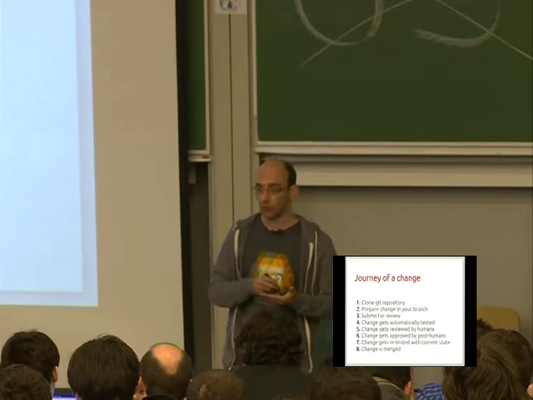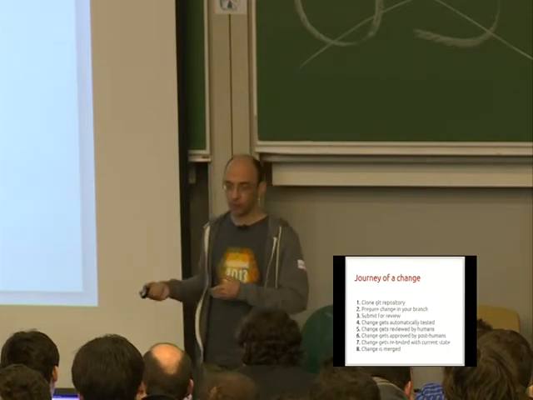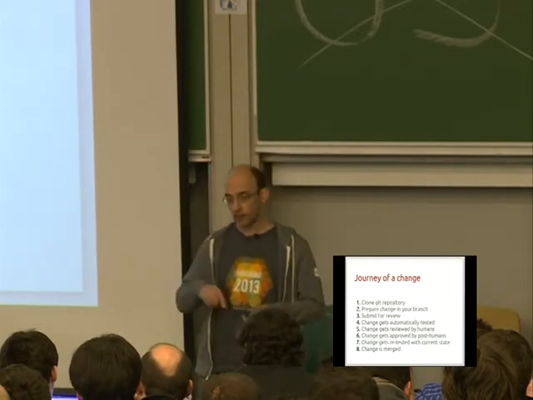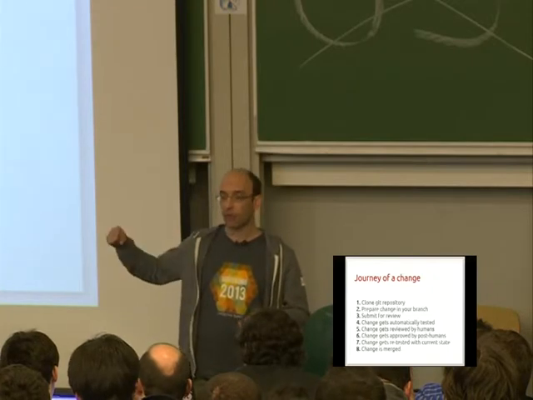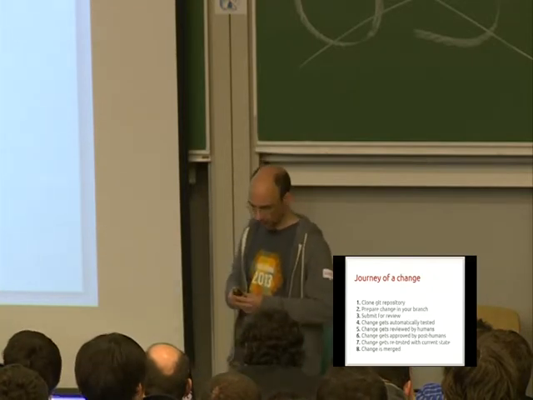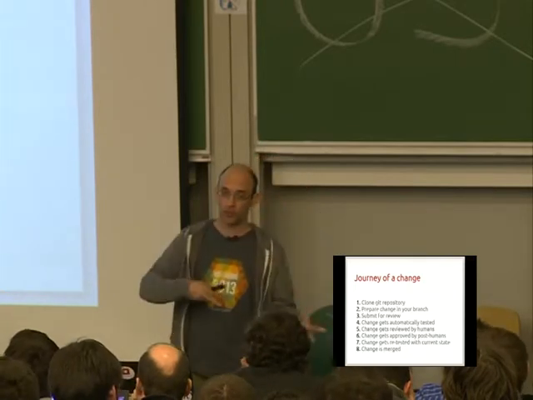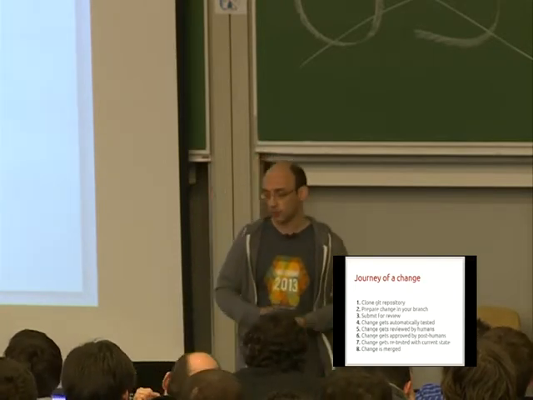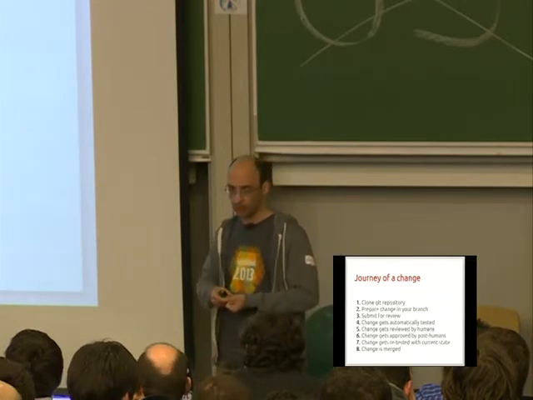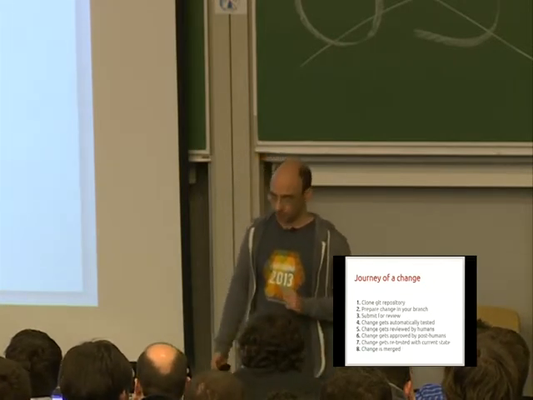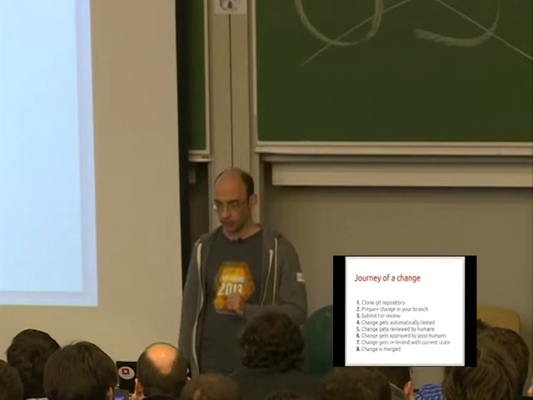Then the change gets reviewed by humans, and some post-humans have approval rights that will, if you have enough of them, then you can basically get approved. Then the change gets retested with the current state of the code repository, just in case something breaks in the middle of it, and then the change is merged. So this is how we do things.